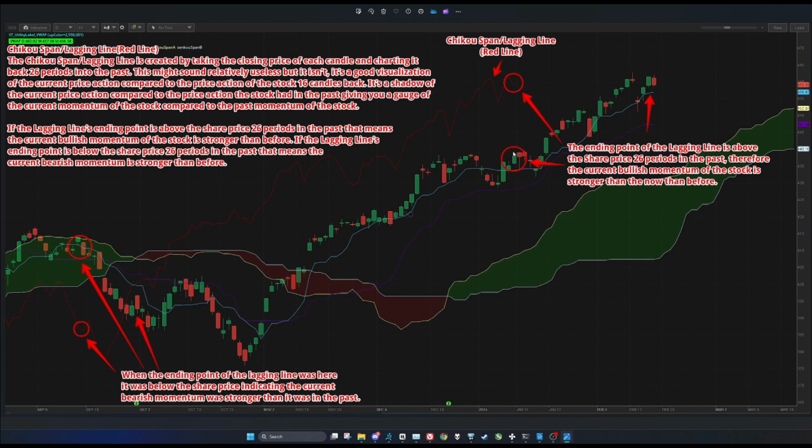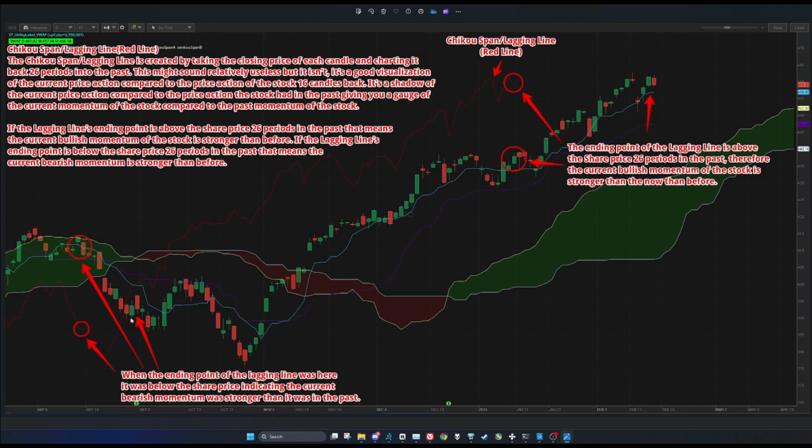So the point of this is to show you if the endpoint, wherever the lagging line is ending, 26 periods back is above your previous price action, which is all the way down here, the candlesticks are down here, 26 periods back, and the current price action is up here, and the lagging line being pushed back 26 periods is up here. If your endpoint is above previous price action, that shows that the current momentum of the stock is more bullish than previous price action. So that means this bull trend is likely to continue going. So it's very, very simple.